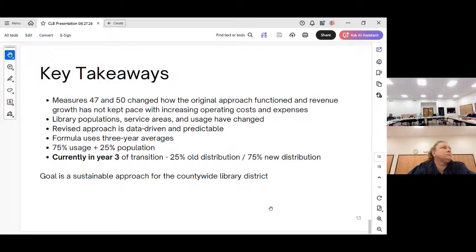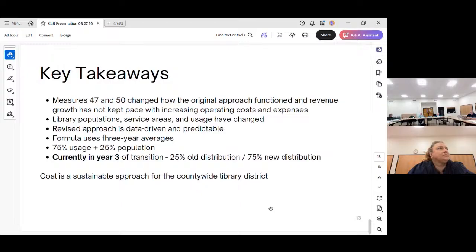I think some other key takeaways to keep in mind is that measures 47 and 50 have really changed how property taxes are collected and the revenue available to public agencies, libraries included, in the state. And ultimately, it's not kept pace with increasing operating costs and expenses. So that is important to keep in mind. Library populations, service areas, and usage have changed since the formation of the district in 1992, which was the inciting factor for the revision of the formula. Our revised approach is based on data, and steps were taken to make it as predictable as possible, because governmental budgets take a long time to produce.